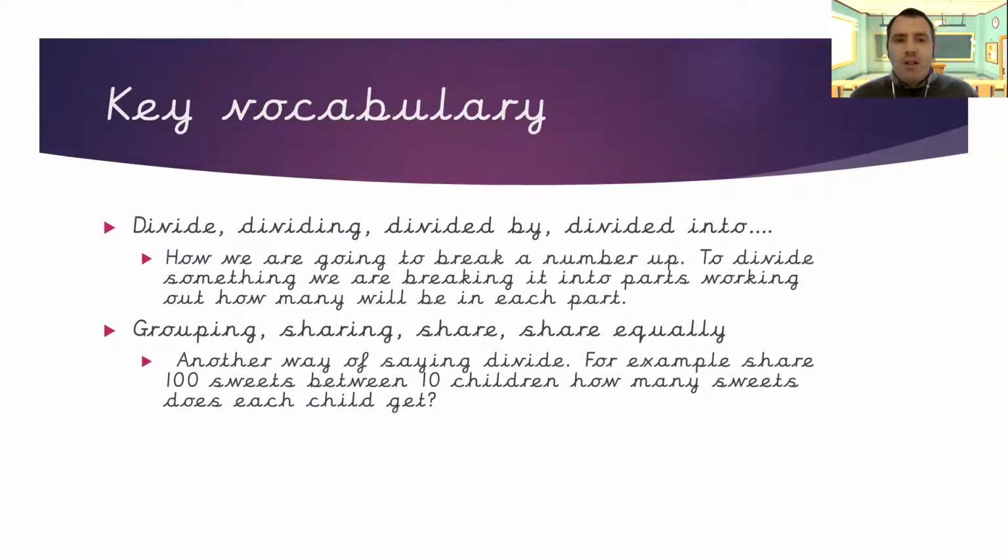Grouping, sharing, share equally. These are just other ways of saying divide. For example, share 10 sweets between 10 children. How many sweets does each child get? Now we could just randomly hand them out, or we could make this a proper calculation. We could change the question slightly. Share equally 100 sweets between 10 children. How many sweets does each child get? That means we need to put them into groups. So it'll be how many lots of 10 do we get out of 100? We know from our times tables that 10 times 10 is 100. So 10 lots of 10 make up 100. So each child would get 10 sweets.